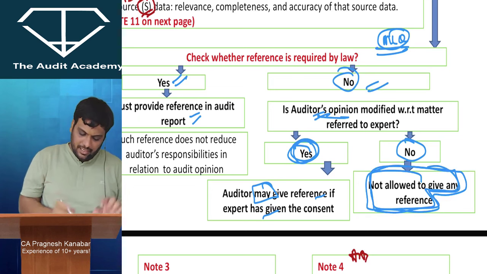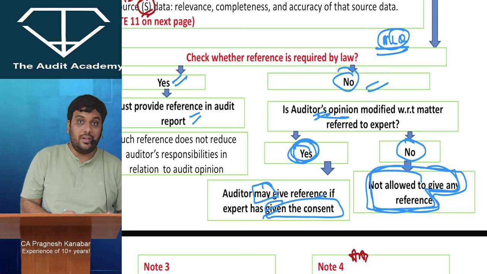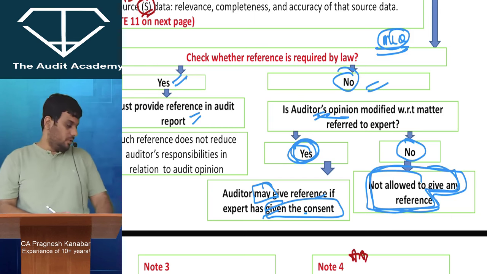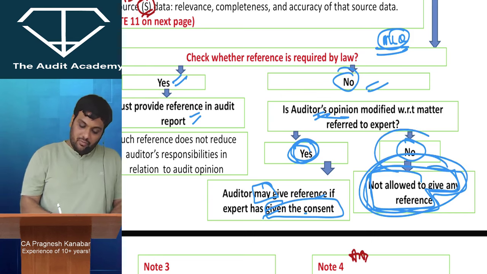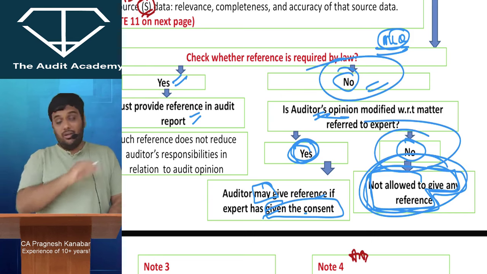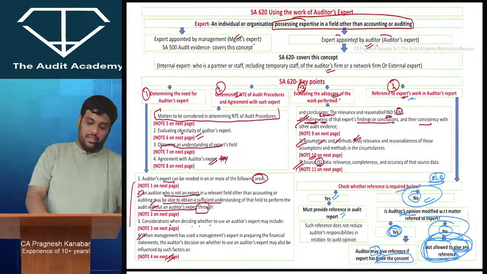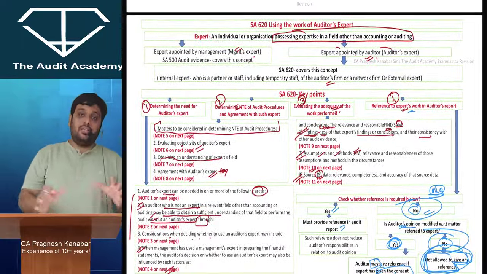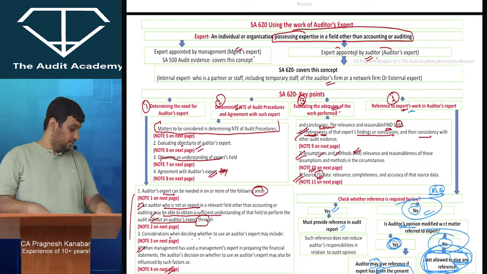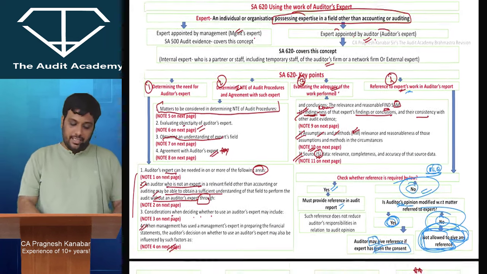Now, normally students ask me this doubt: sir, what if the expert does not give the consent? We take the consent in the agreement itself so that later on there is no problem. But remember this, if it is an unmodified opinion and reference is not required by law, you are just not allowed to give the reference. I hope I've made myself very clear. So that is your SA 620, using the work of an auditor's expert.